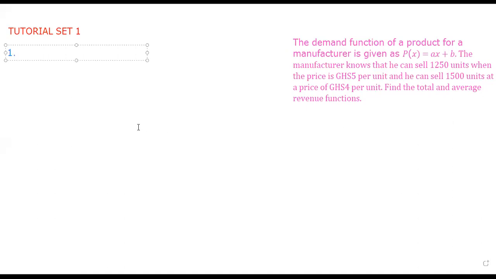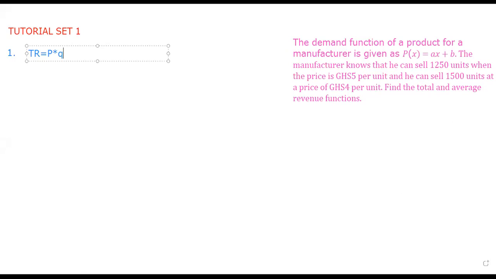Price times quantity. So total revenue, TR, is equal to price times quantity. So then, do we have price in the question? Price has not been given in the question.